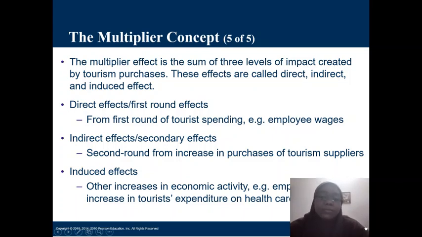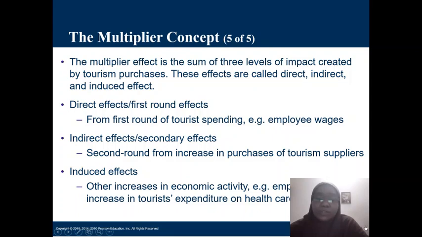The second one is the indirect effect, or the secondary effect. These are second round effects from the increase in purchases by tourism suppliers. Like I mentioned, when you as a tourist pay, from that money the tourism suppliers will also need to pay perhaps their staff, they pay for rent, they pay for raw materials and so on. So all these are part of this secondary effect.